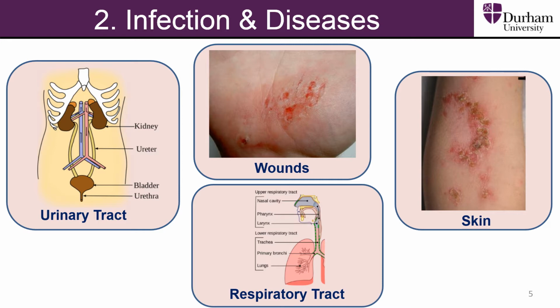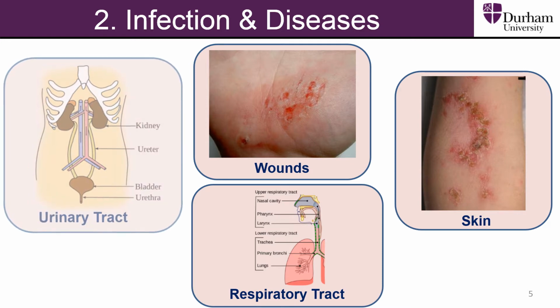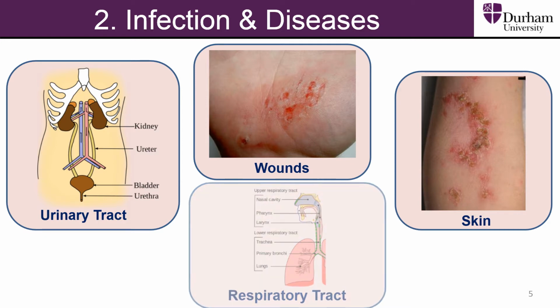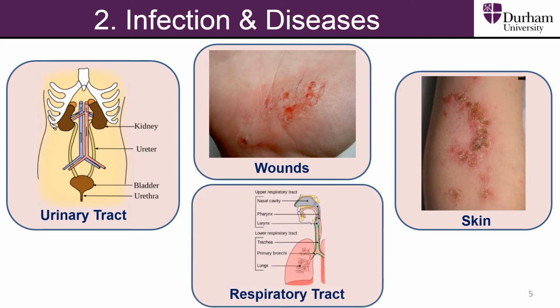Some bacteria can infect the urinary tract, which causes symptoms such as pain or burning whilst urinating, and a strong urge to urinate frequently. Bacteria can also infect people's respiratory tract, leading to pneumonia, which causes symptoms like coughing, pain, and breathing problems.